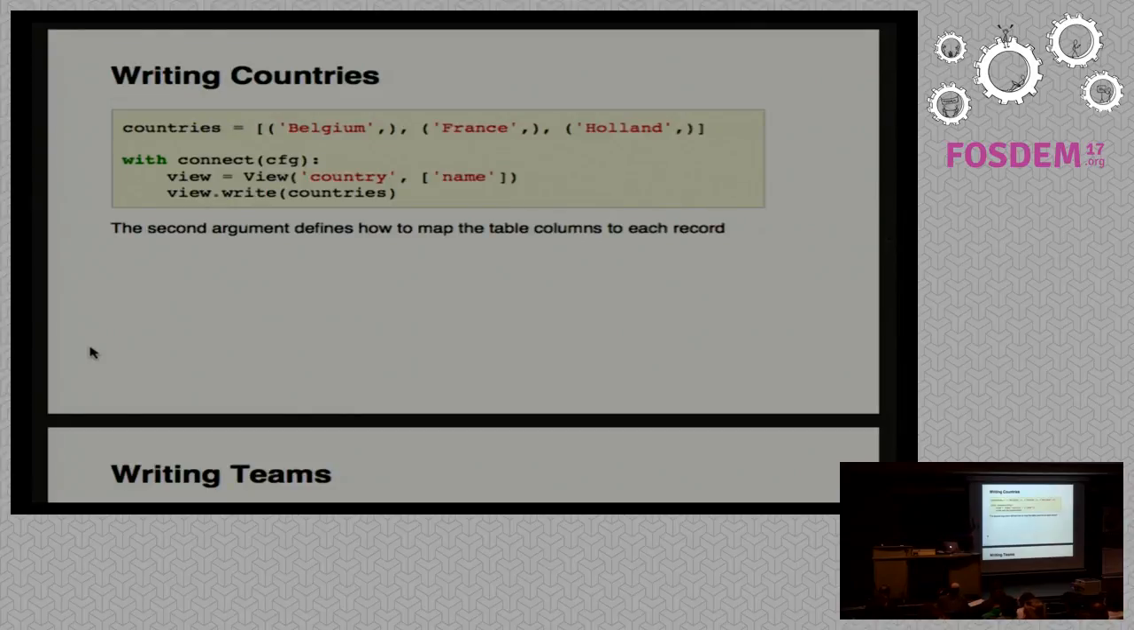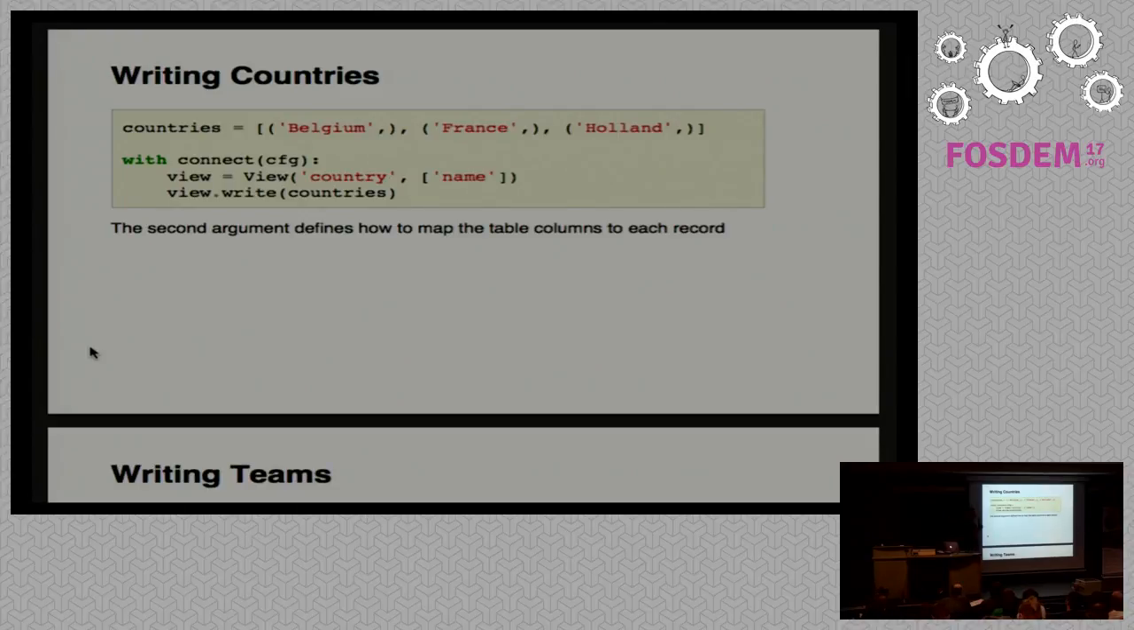So how do we put content in the database now with Tanker? I show the countries here as a simple list of tuples. So it's your job to extract this information from your source. And then what we do is we instantiate a view object. The first argument of the view object is the table we want to write to. And the second one is the list of columns we want to fill.